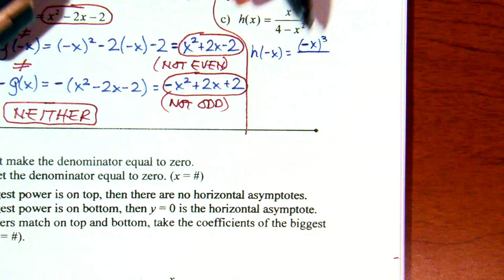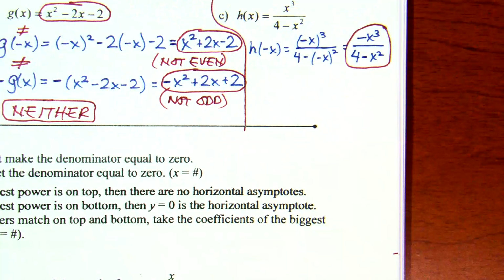Well, what happens when you raise a negative to the third power? It stays negative. So on top, I'm going to have negative x to the third. Denominator, 4 minus, what happens when you raise a negative to a second power? It's positive. So that just goes back to the same old 4 minus x squared. So, what do you notice? It's not the same, is it? There's a difference of a sign here. This is not the same, so at this point, we know that this function is not even, so not symmetric across the y-axis.